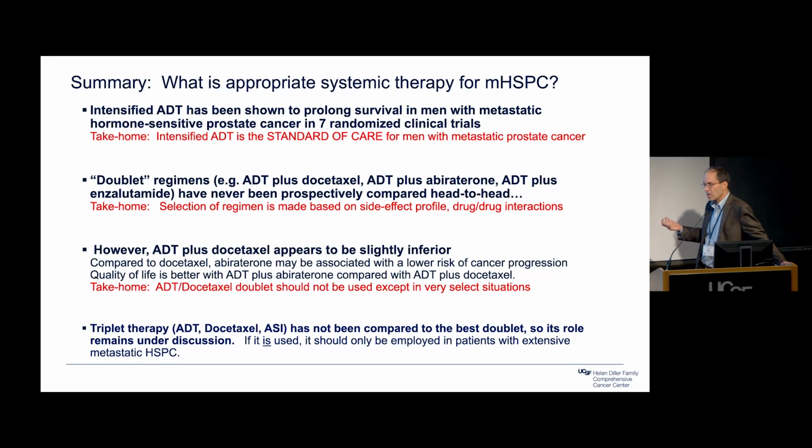There are some centers that will reflexively say, well, 3 is better than 2 because there are trials that have shown that, but only when it's compared against the worst doublet, which is the chemotherapy one. So we always want to approach this very cautiously because there are more side effects with chemotherapy. And if it is used, it should only be employed in patients with very extensive metastatic prostate cancer. I won't talk a whole lot more about that.